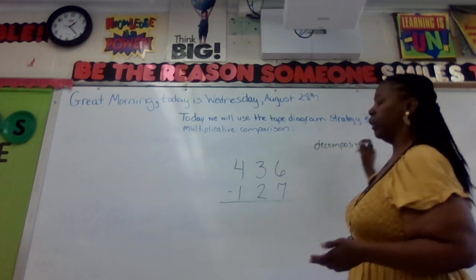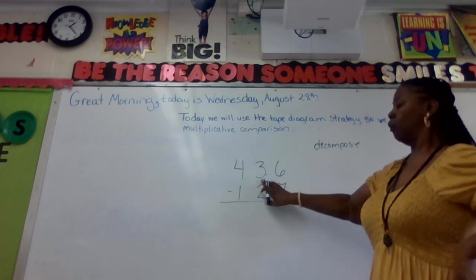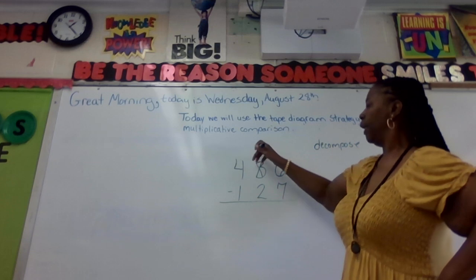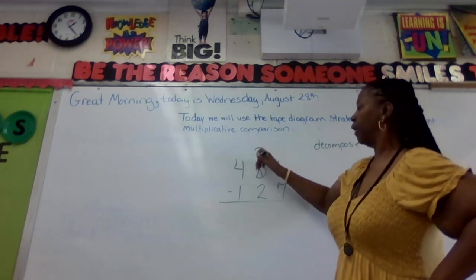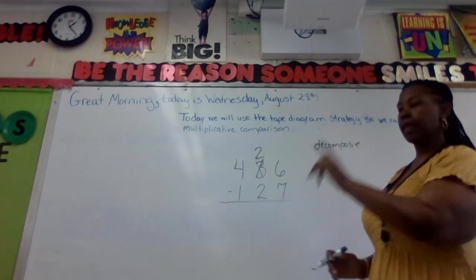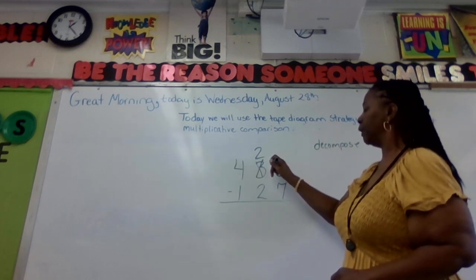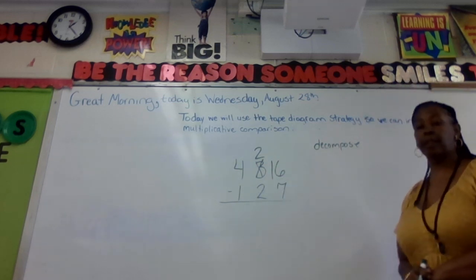Decompose or regroup. We're going to decompose. We're going to break it down. So we're going to break this 3 down. We're going to borrow 10 from that. And instead of it being 3, now it only has 2 tens. And the 10 we just borrowed goes right here. And 10 plus that 6 now gives us 16.